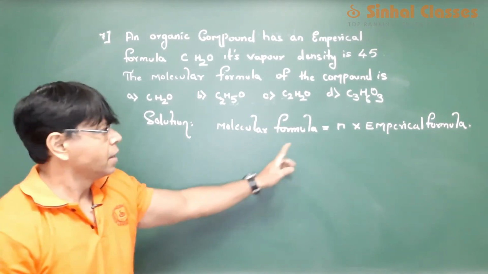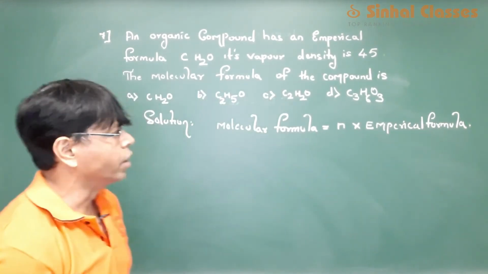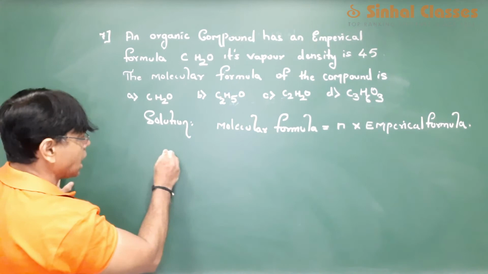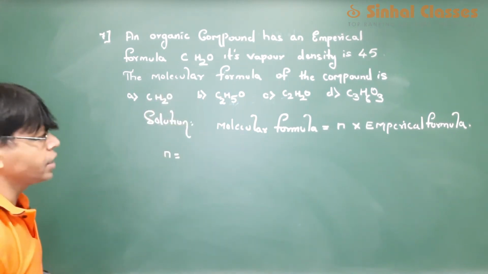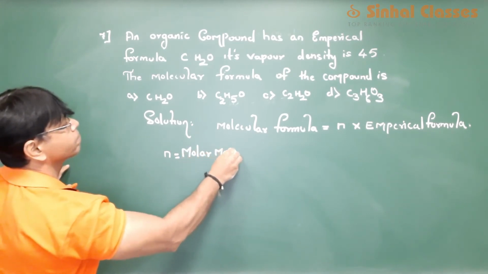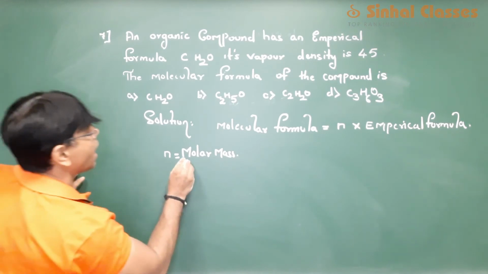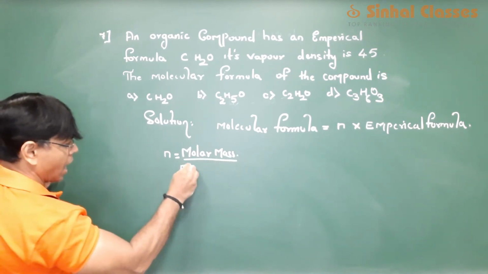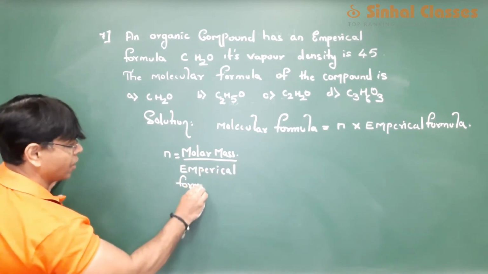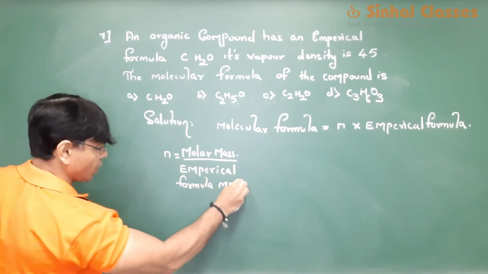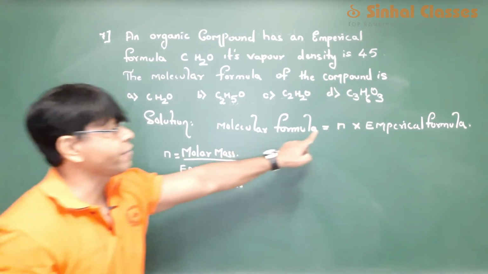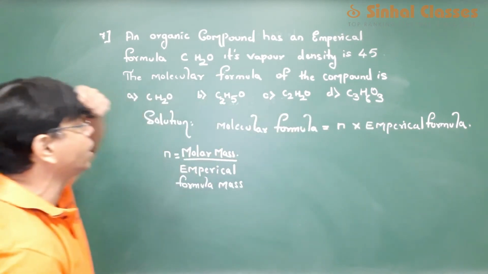Molecular formula is given by N multiplied by empirical formula. But the question arises, what is N? How do we take out N? N is equal to molar mass divided by empirical formula mass. So if I get N, I can straight away put it here and multiply by empirical formula.